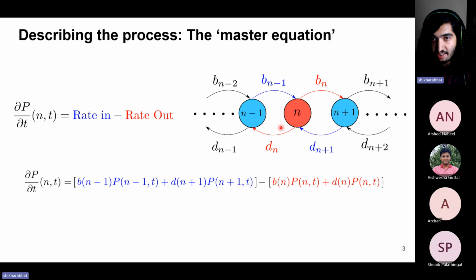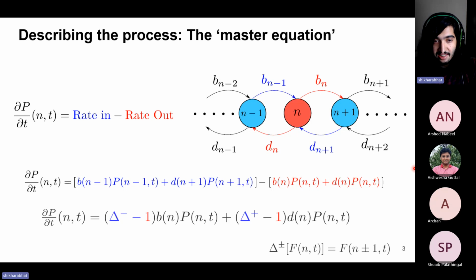Similarly, given the state n, you can exit this state through the birth of an individual, which occurs at rate b of n, or through the death of an individual, which occurs at rate d of n. We then rearrange this slightly using something called a step operator, delta. Here delta plus or minus just moves the population up or down by one individual. And this allows us to find a compact representation for dp by dt, which we call the master equation.